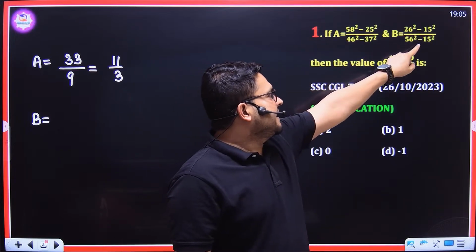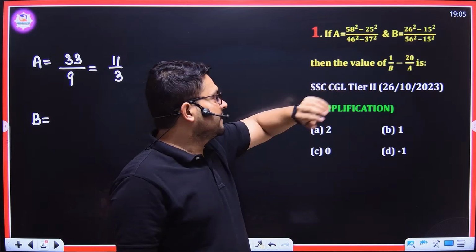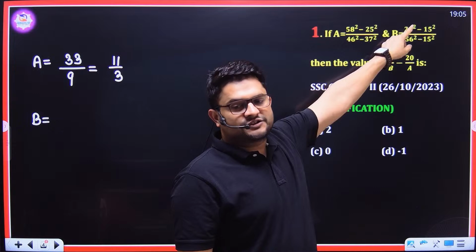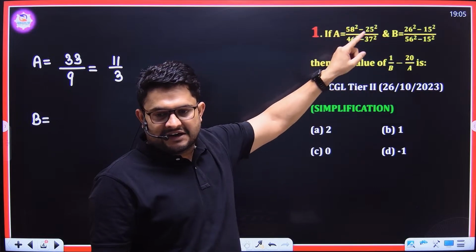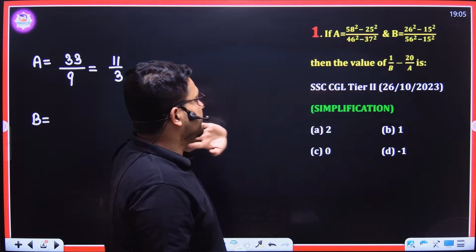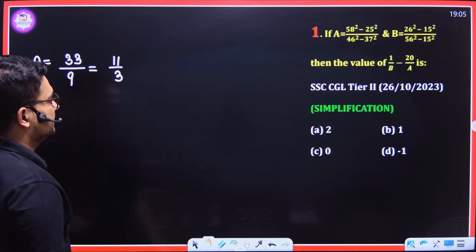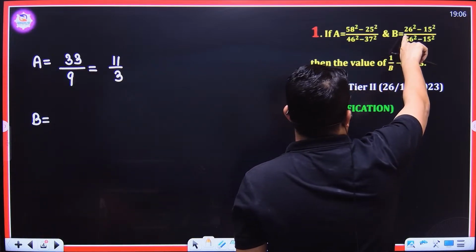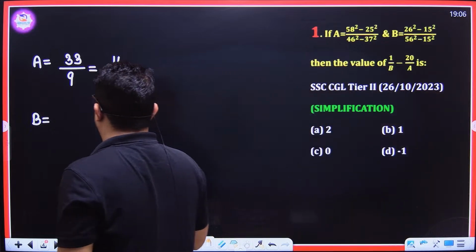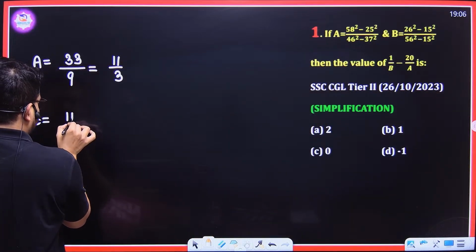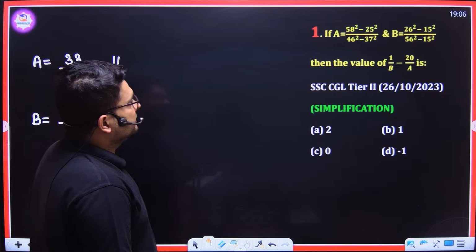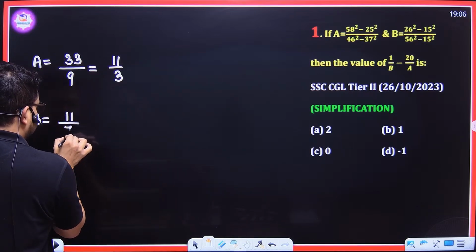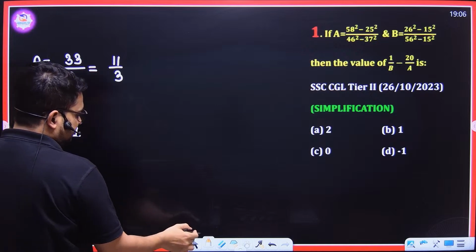But if I add these terms, I don't have 41. But if I subtract 15 from 56, it means A plus B of the numerator will be cancelled out by the A minus B of the denominator. It means 41 will be cancelled out. So what I have is A minus B, 26 minus 15, that is 11. So the value of B is 11 upon 56 plus 15, which is 71. 11 by 71. This one is the value of B.